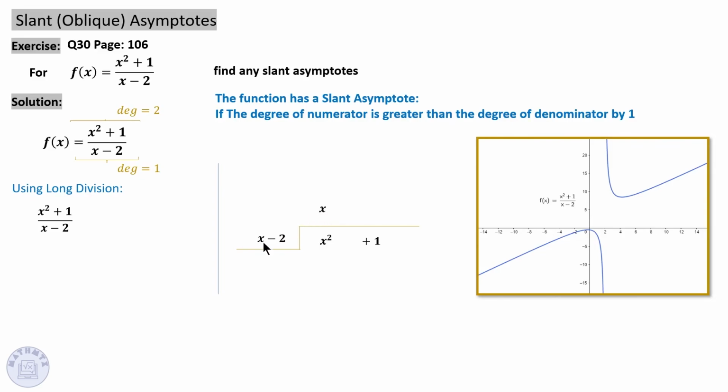Now x is multiplied by x, and then x is multiplied by negative 2. And then you subtract. These will cancel out. You'll be left with 2x plus 1. Should we continue? Since the degree is similar, yes. So 2x divided by x is 2. And then you multiply again. And now the remainder here is 5. So we will stop here. So the result of the division is the equation of the slant asymptote.